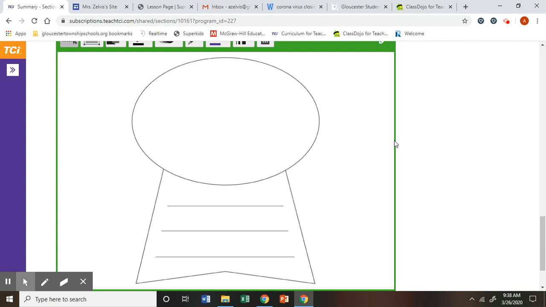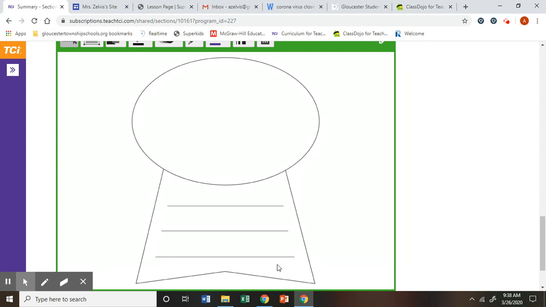Now, don't think to yourself, oh, Mrs. Elvis, I'm not a good neighbor, because everybody is a good neighbor. And even if you can't think of something that you have done, think of something you could do to be a good neighbor, okay? So at the bottom, you have 3 lines.